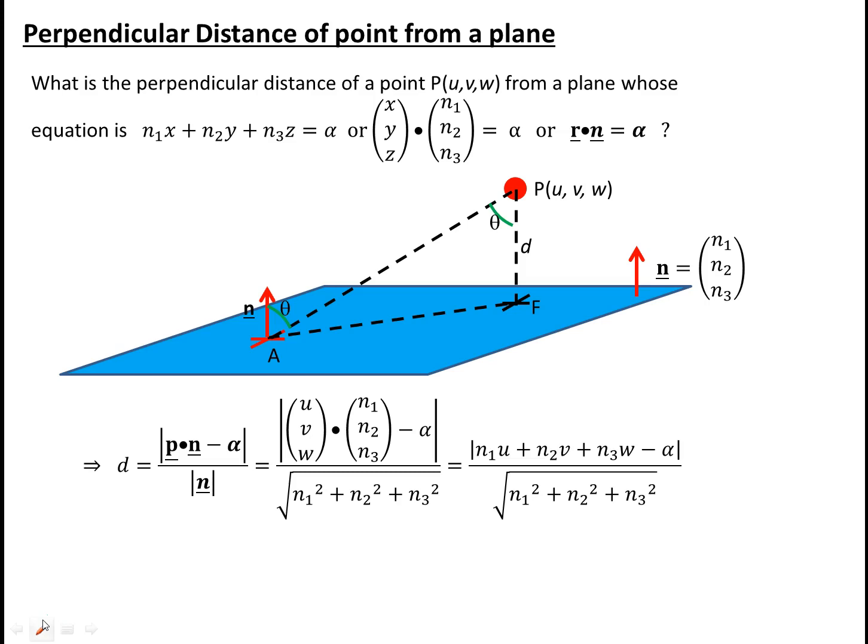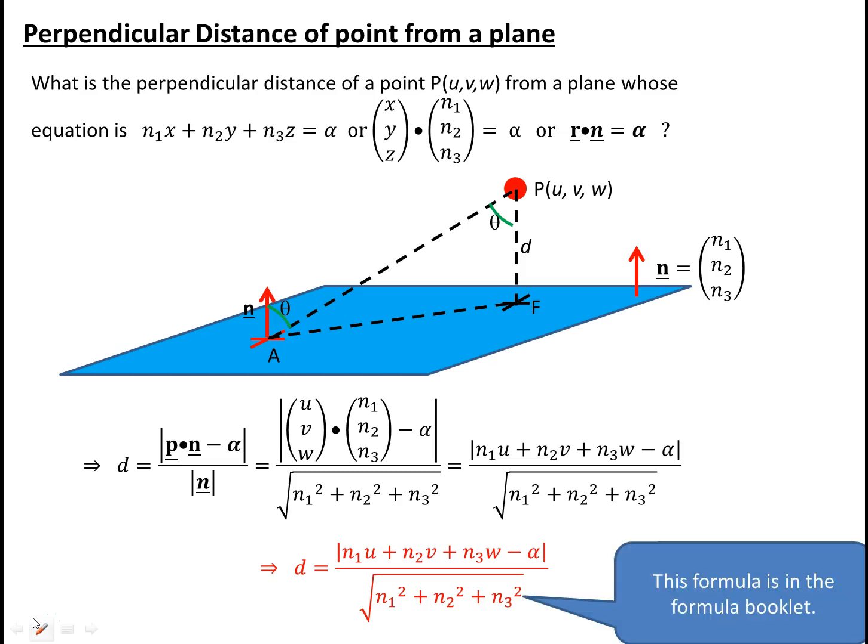And if we evaluate the scalar product, then what we end up with for our expression for d is the modulus of n1u plus n2v plus n3w minus alpha, over the square root of n1 squared plus n2 squared plus n3 squared. Now, fortunately, this formula is given to us in the formula booklet and is in fact very easy to use.